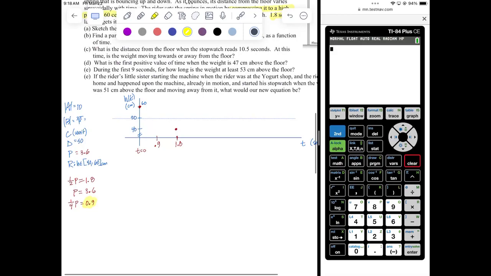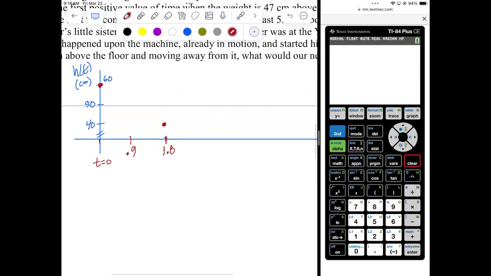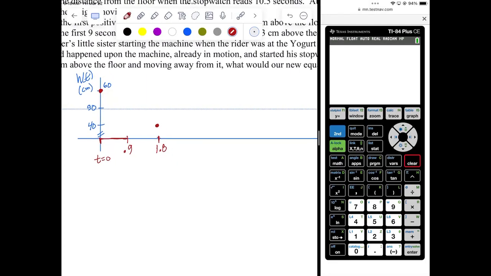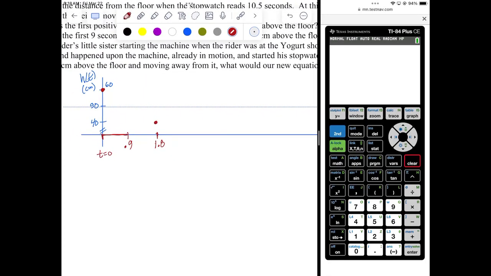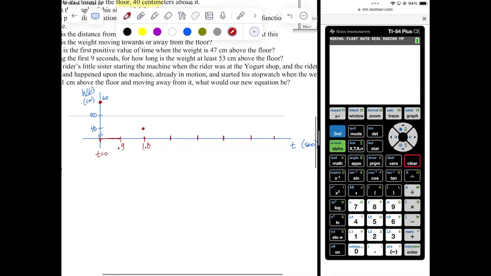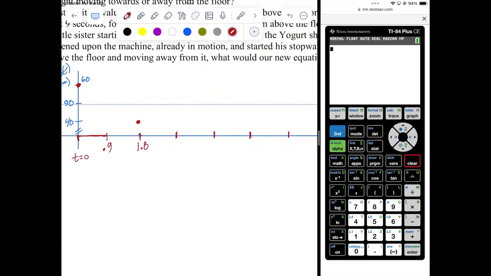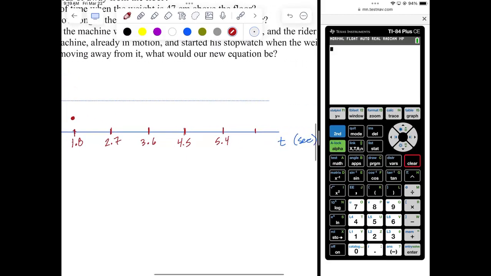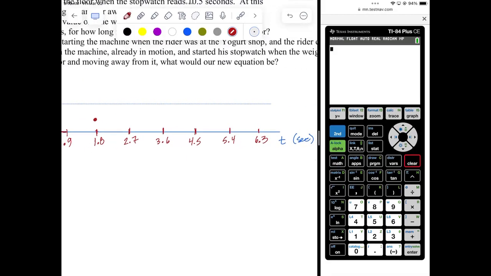So now I can just add the rest of the marks, keeping this distance right here between 0 and 0.9. Again, I'm just eyeballing it. I don't need a negative one here because, again, he started it at 0. So I'm just eyeballing it, putting down a few marks until I run out of space. Whatever. That looks like enough. And then we just keep marking them by adding 0.9. So 1.8 plus 0.9 is 2.7, 3.6, 4.5, 5.4, 6.3, so on and so forth.